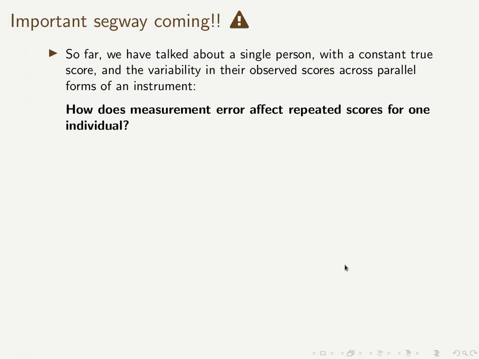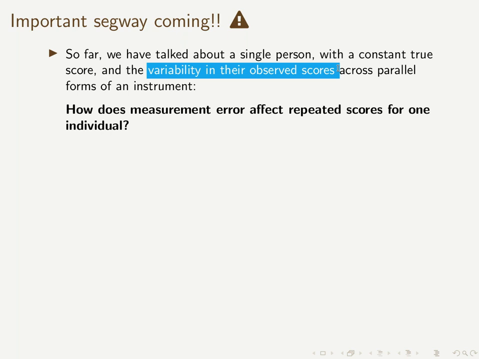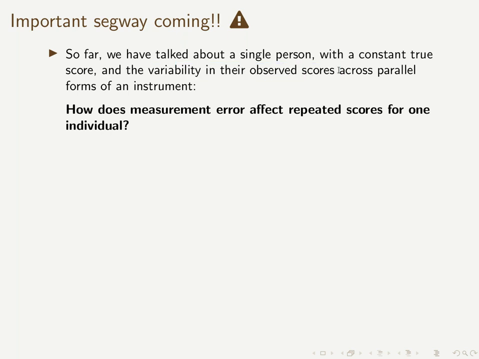Okay, so now we have an important segue. So far, in order to illustrate the idea behind classical test theory, we have talked about a single person with a constant true score, so just one person, and we have used that as an example to talk about the variability in the observed scores across parallel forms of an instrument. So the question is, how does measurement error, so the variability in the measurement that I collect, affect the repeated observed scores I collect for one individual with a fixed true score?